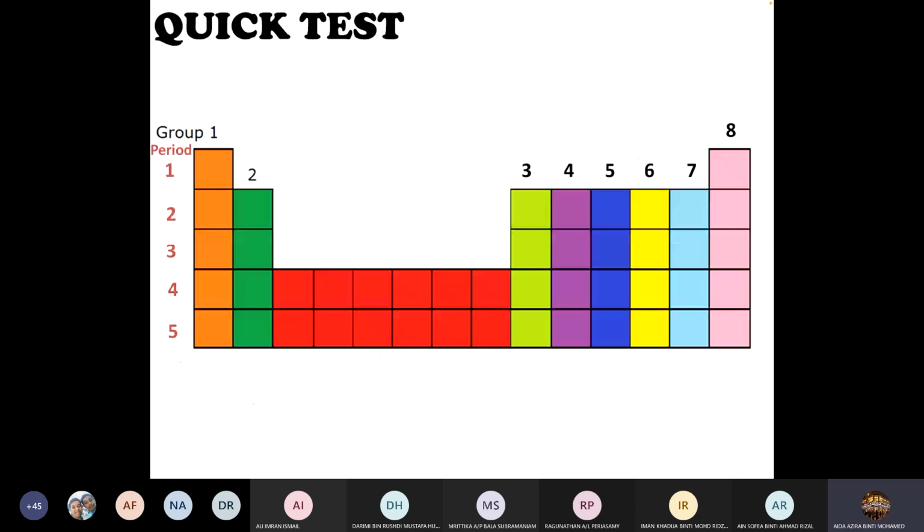So quick test. Teacher bagi pada you all, sodium is 2,8,1. Can you locate where is the position for sodium? Which group does it belong? Group 1. So which period does it belong? Period 3. Yes, period 3. So this is where sodium will be located. Faham tak? Okay.